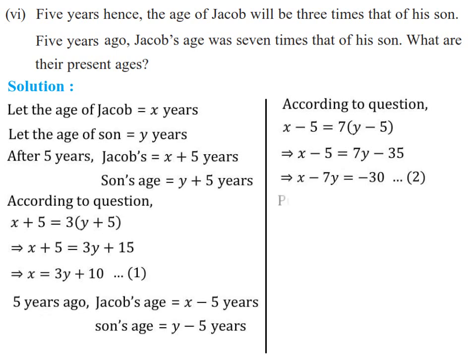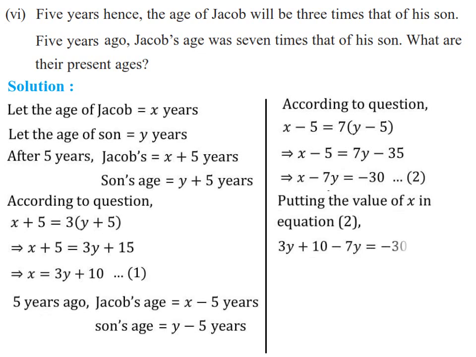Now again from the first equation, putting the value of x in equation number 2. So what will I get? I will get 3y plus 10 minus 7y equals minus 30. So 3y minus 7y will become minus 4y, and 10 moves over to become minus 40. So therefore minus 4y is equal to minus 40. So therefore we can say y is equal to 10 years.